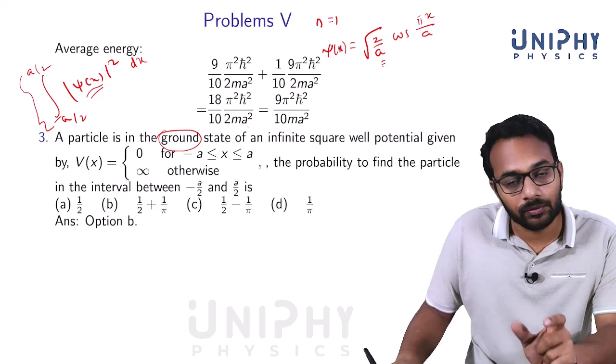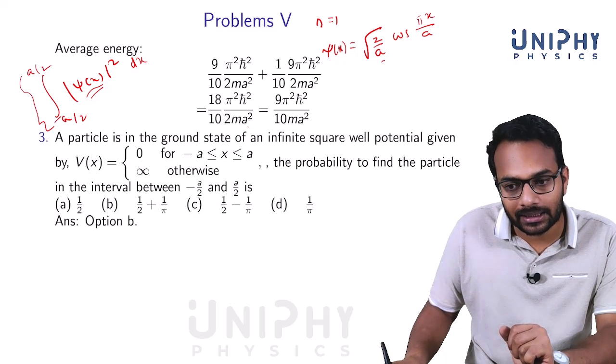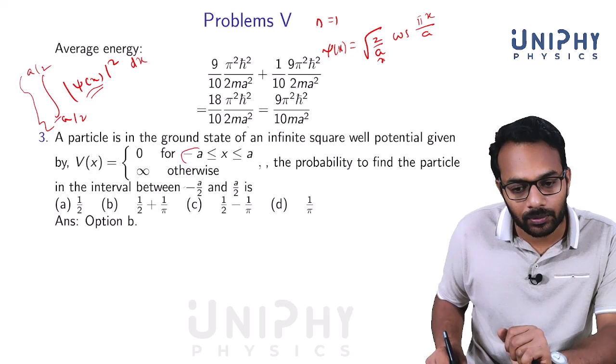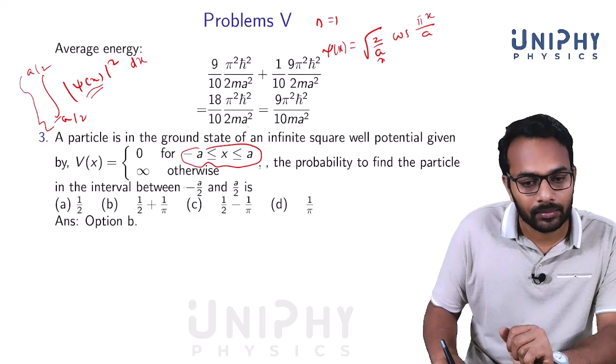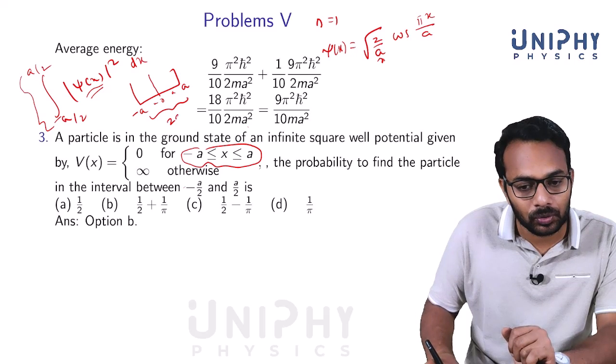Okay, the a was the width of the square well, right? So instead of here, actually what you need is the width of the square well. In this case, what's the width of the square well? It's minus a to a. So minus a to 0 is a and 0 to a is a. So the total width here is 2a.